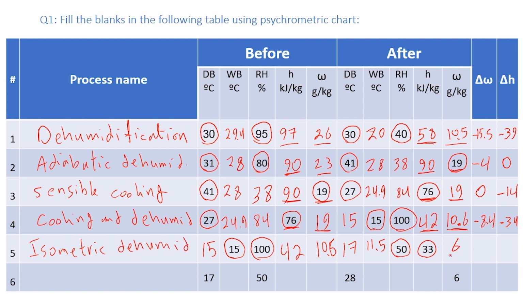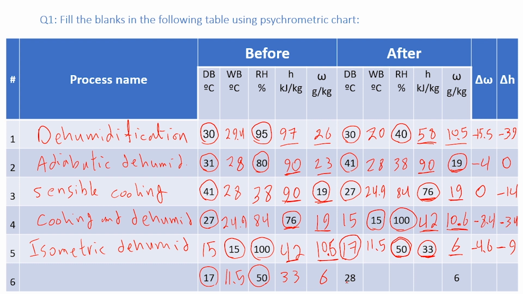So delta omega is 6 minus 10.6, which gives us minus 4.6. Delta H is 33 minus 42, which gives us minus 9. For the last process, we have 17 dry bulb and 50% relative humidity, which is the second point. We can see here 17 dry bulb and 50% relative humidity, so we just copy the data.